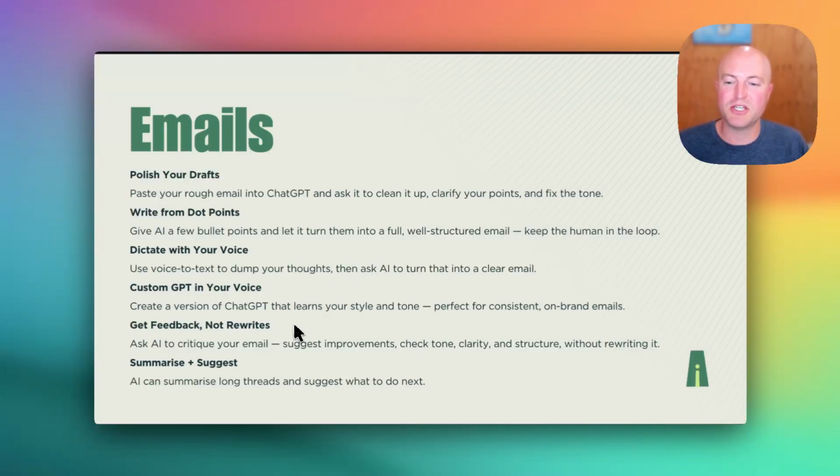The next thing you could do is actually get feedback, not rewrites. And I love this. Instead of asking AI to simply rewrite an email, ask it to critique it, suggest where it could be improved, and then you think through the process of actually agreeing or disagreeing with the AI and making those changes. So let's have a quick look at that.